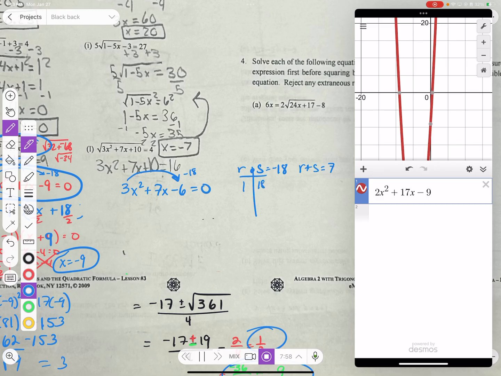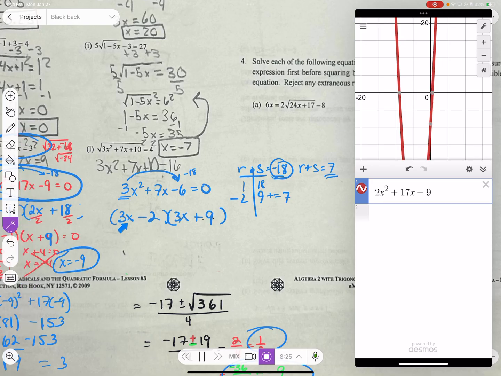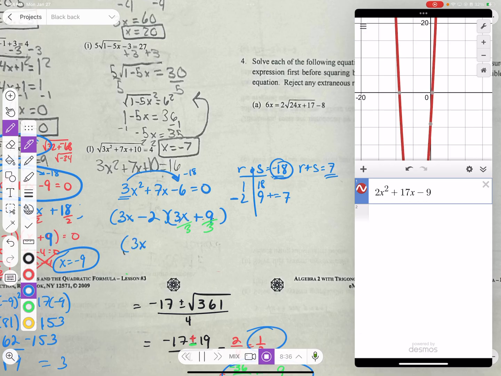So 1 and 18 don't work. 2 and 9, they have a difference of 7. If I multiply them, I get 18. Now I've got to get a negative 18. I want them to add up to positive 7, so I'll make the 2 the negative. Now these two add up to 7, but they multiply to negative 18. So again, you've got to start with that 3. You go 3x and 3x. Put your minus 2 in one, put your 9 in the other. And then check both factors, 3 and 2. Neither of those is divisible by the same thing. 3 and 9, both divisible by 3. So you take that 3 out and toss it away. And so here's your factorization.